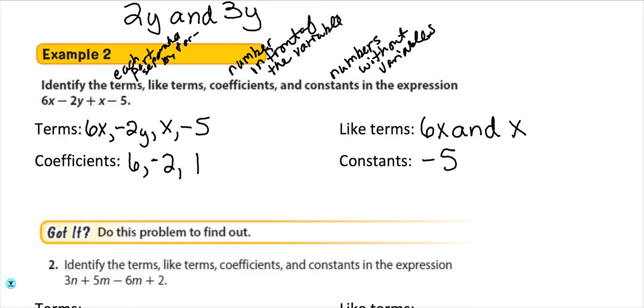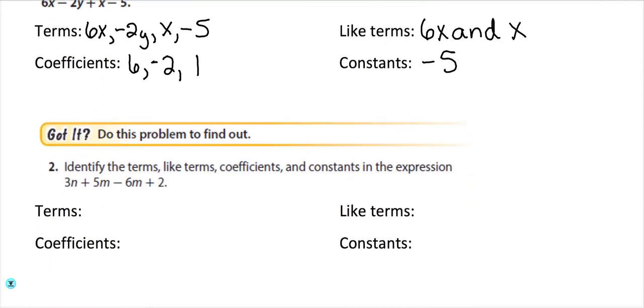All right, so let me explain these again. So the terms is each part, and they're separated by plus or minus. The like terms is when they have the same letters in common or they have no letters in common. And then coefficients are the ones where you have the numbers in front of the variables. And then the constants are the numbers without a variable. All right, go ahead and try 2 on your own, okay, on the guided question.